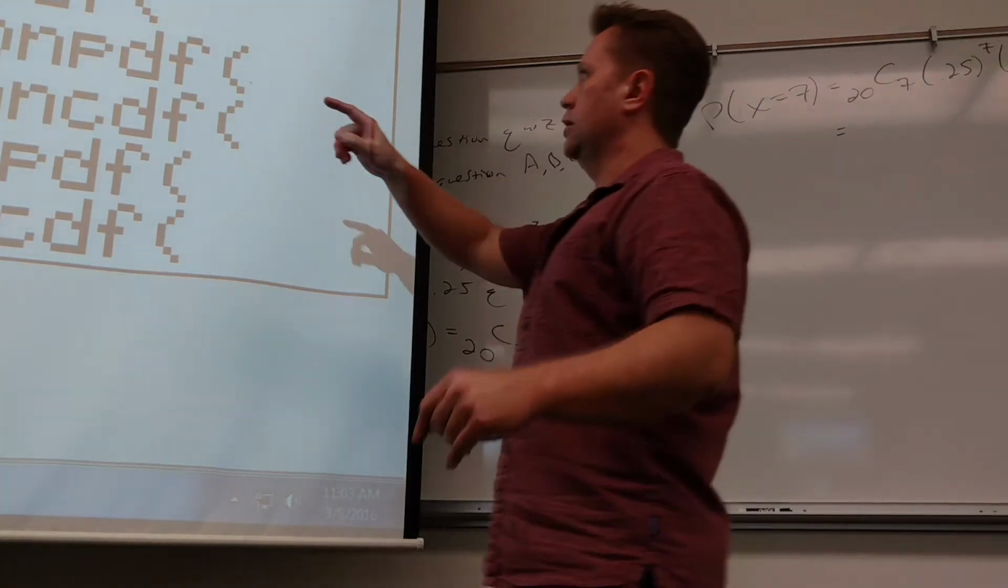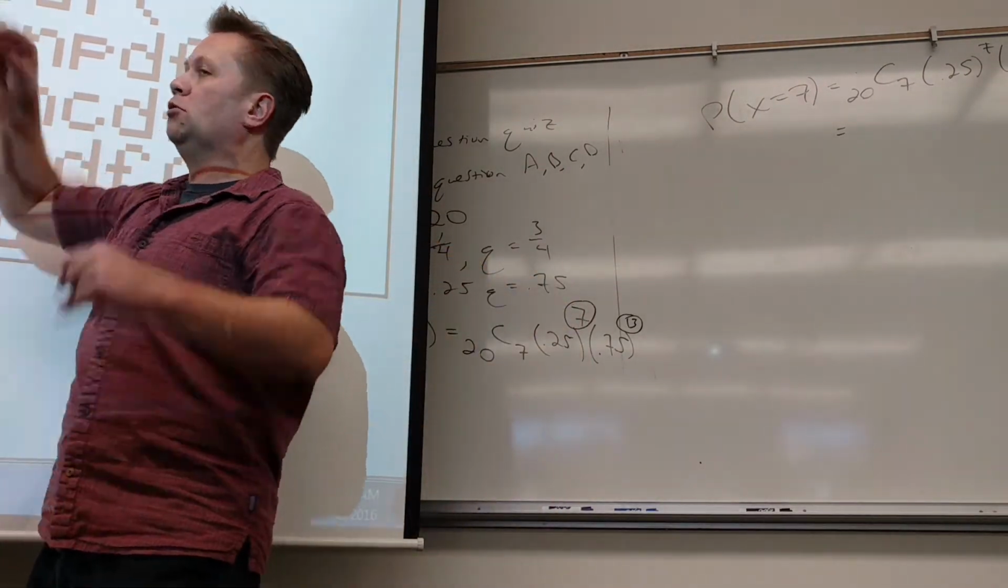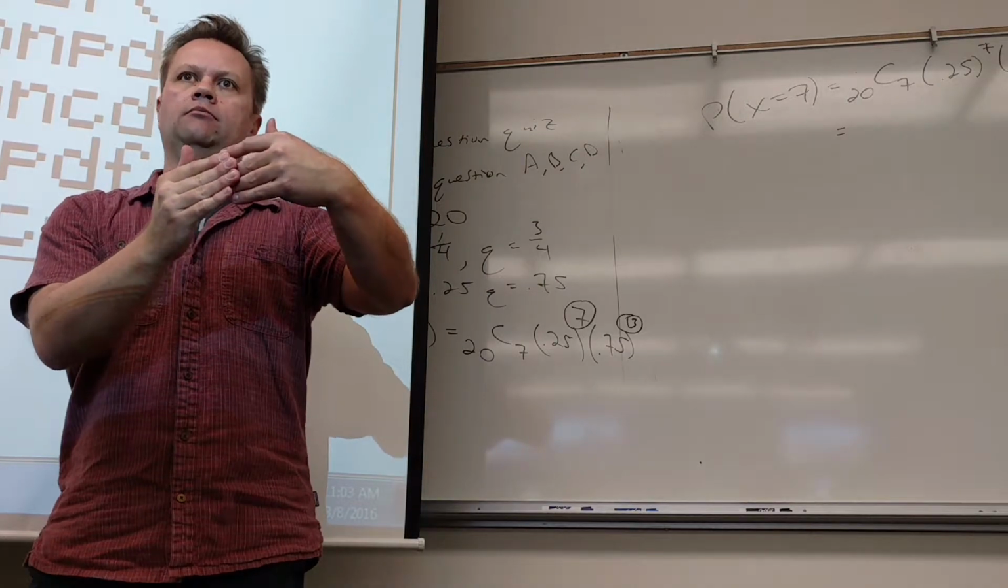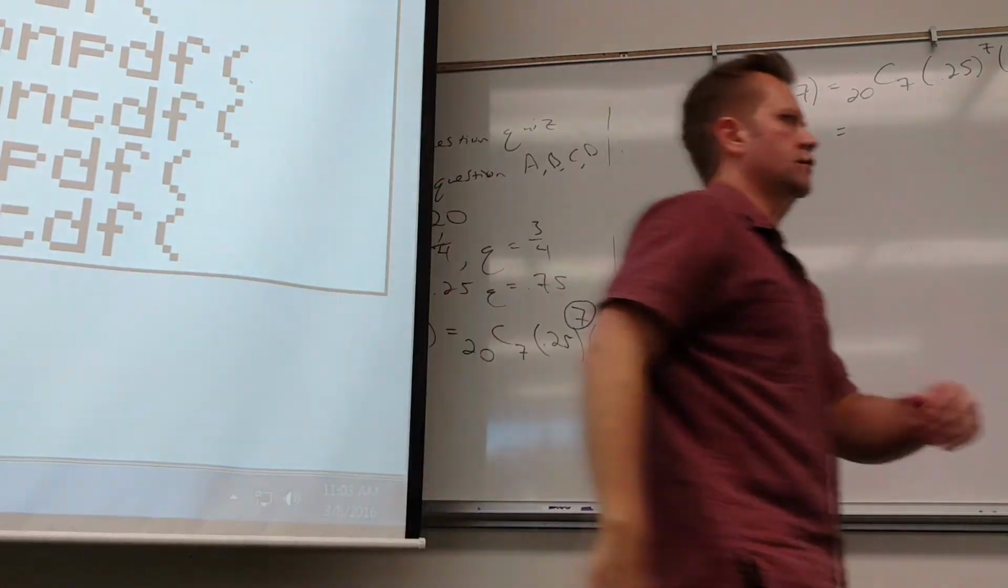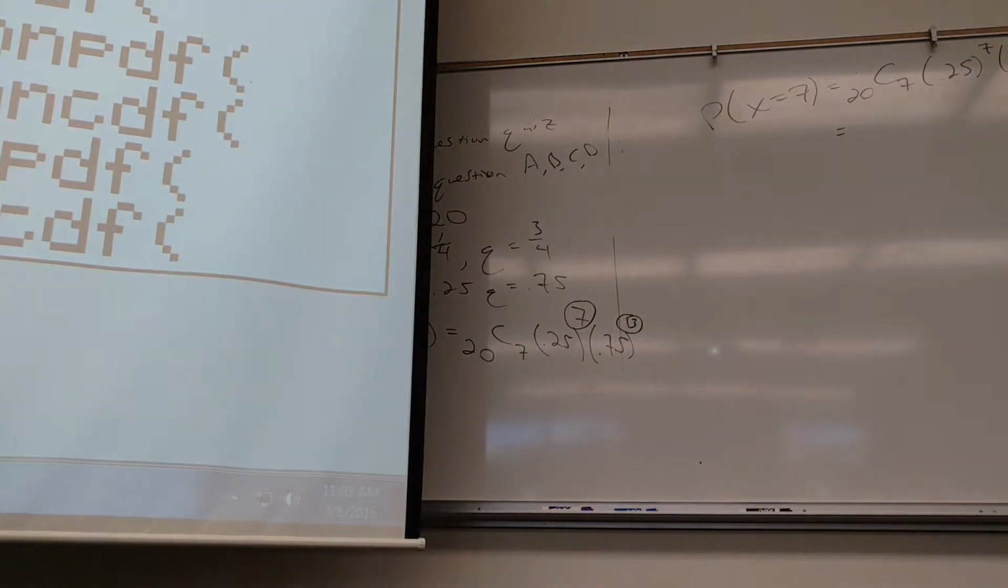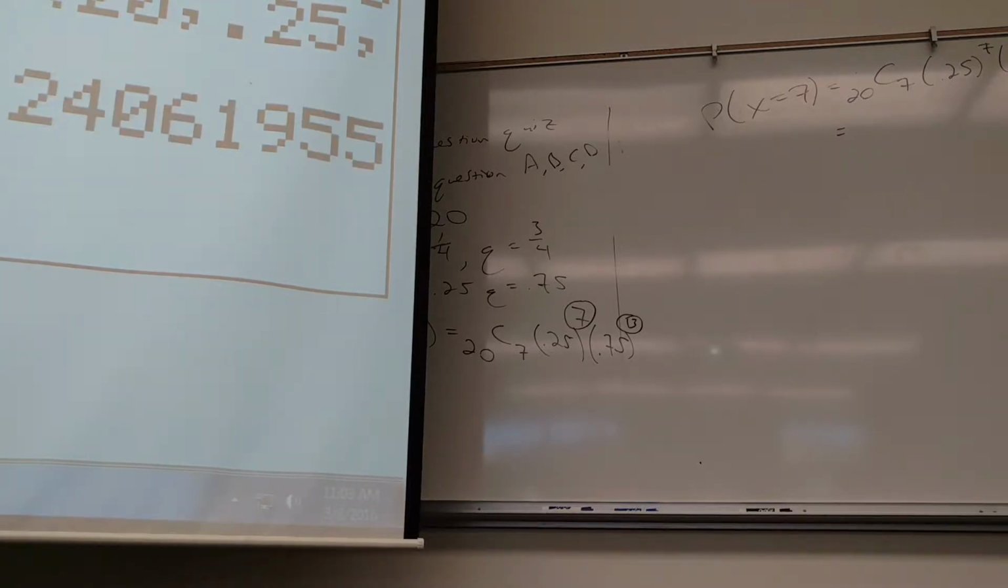P is particular, so that's when I want exactly something. And that's the problem I've got. And C is cumulative. If I want to know at most 7, so it's from 0 to 7, right? So if I want particular, I can do that one. And then I tell the calculator N, which was 20 questions, P, which was 0.25, and X, which is 7, and I should get the exact same number. Thank God. Because all the calculator does is that equation, right?